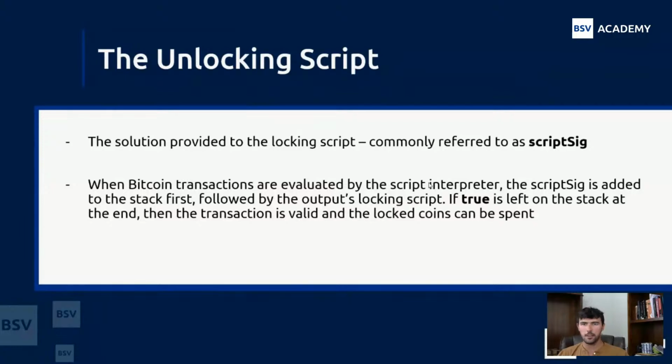Obviously the corresponding analog to this for the unlocking script would be the combination itself. So in dev speak, that's usually called script sig. And that's because we require a signature from the corresponding private key to the public key to unlock coins locked up to a public key. So when transactions are evaluated by the script interpreter, we actually load script sig onto the stack first, and then we load the output's locking script. And if at the very end true is left in the stack, then the transaction is valid and the locked coins can be spent.